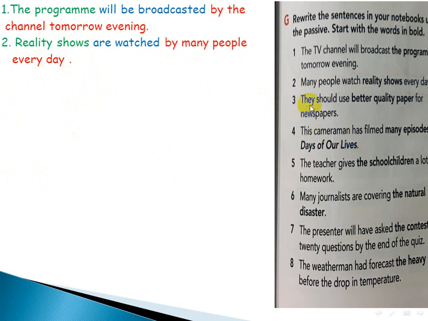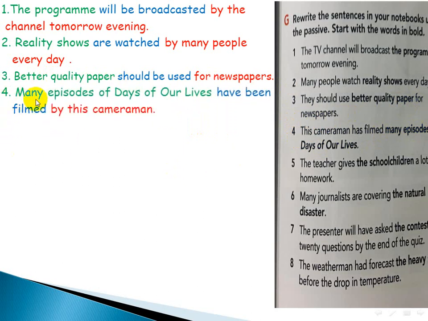3. We have they should use better quality paper for newspapers. We have "better quality paper should be used for newspapers." Number 4. Start with many opposites. So we have to start with many opposites of days of our lives have been filmed by this cameraman. We have here has plus verb 3. So why do I switch has to have? Because here we have singular, but the object in this sentence is plural.